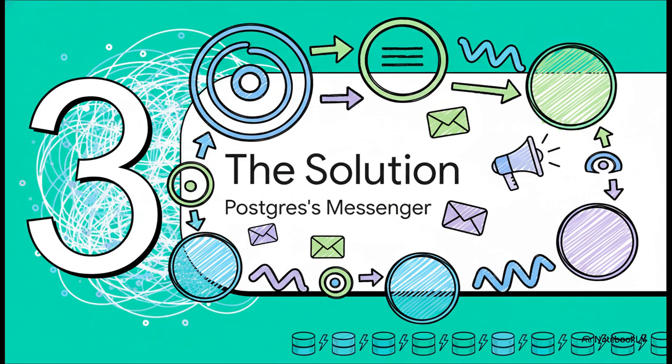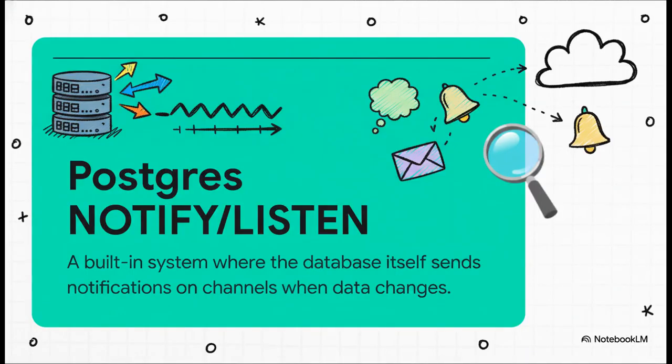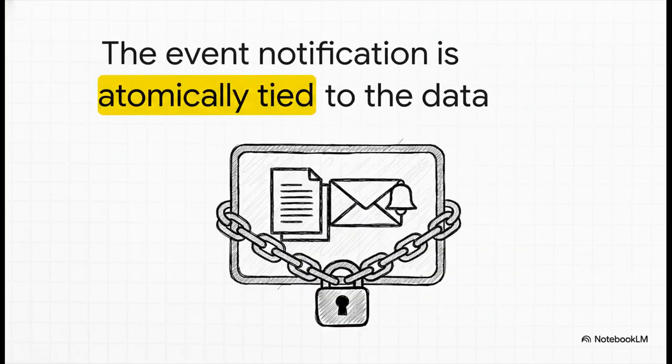It has this incredible built-in pub/sub system that solves both of these problems by moving the notification logic inside the database itself. So what is this thing? Well, you can think of NOTIFY and LISTEN as a tiny built-in messenger right inside Postgres. It basically lets you tell the database, hey, whenever data changes in this specific way, I want you to send out a little message on this specific channel. It's that simple.